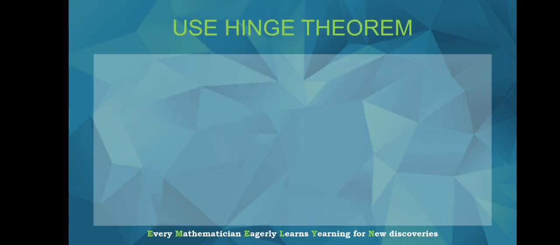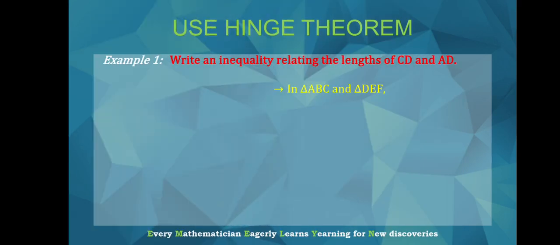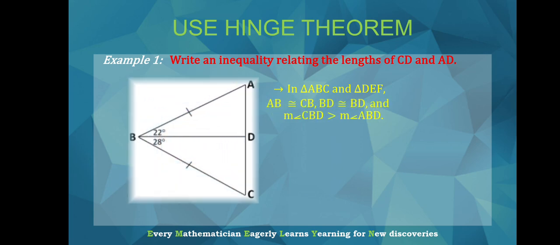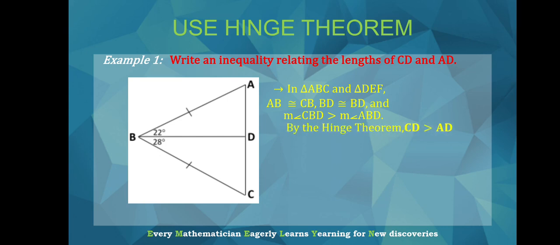Let's have this first example. Write an inequality relating the lengths of CD and AD. In triangle ABD and triangle CBD, AB is congruent to CB, BD is congruent to BD, and measure of angle CBD is greater than measure of angle ABD. By the Hinge theorem, side CD is greater than side AD.